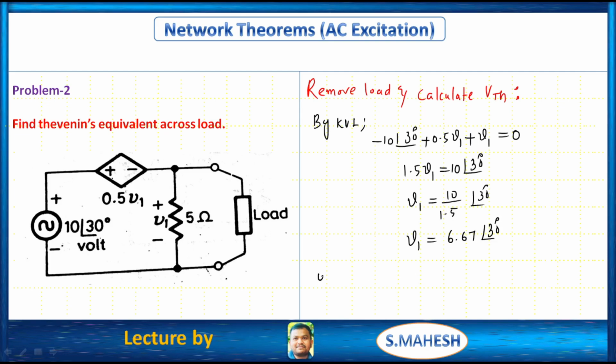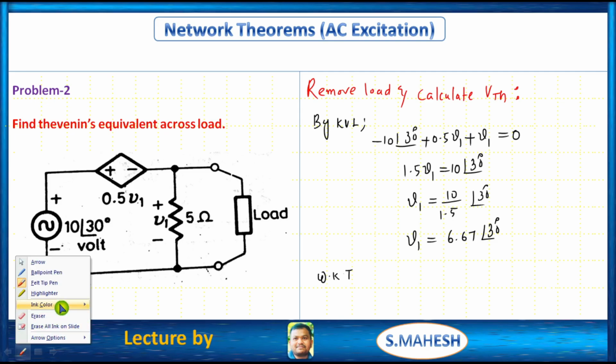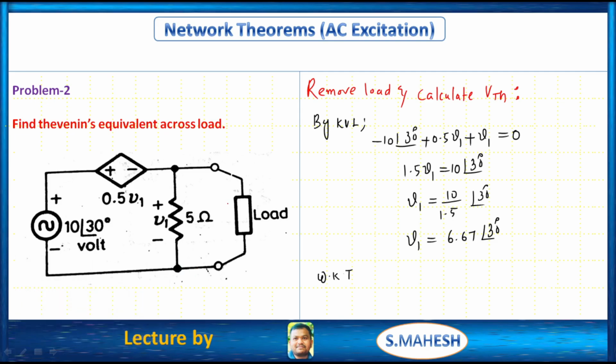After removing this branch, between these two terminals we have the open circuit voltage, right? VTH equals VOC, which equals V1, which is 6.67 at an angle 30 degrees. That's it. So we have an open circuit voltage of 6.67 at an angle 30 degrees.